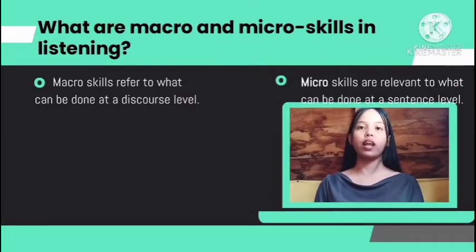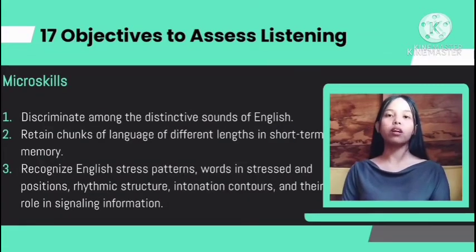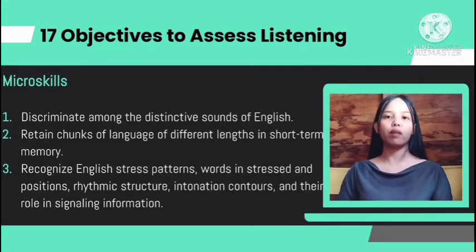On the other hand, micro skills, from the word micro or very small details, refers to skills that are relevant to what can be done at a sentence level or the technicalities in words or phrases. So there are 17 objectives in assessing listening. Under micro skills, first is discriminate, or notice and understand that one thing is different from another thing, among the distinctive sounds of English.